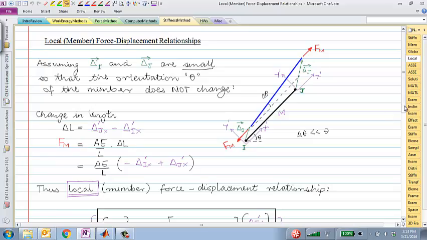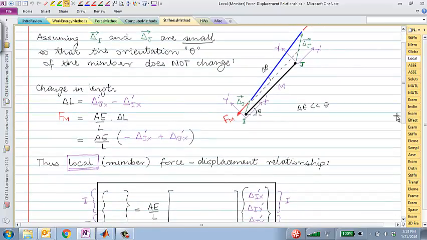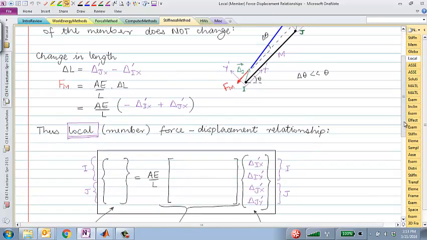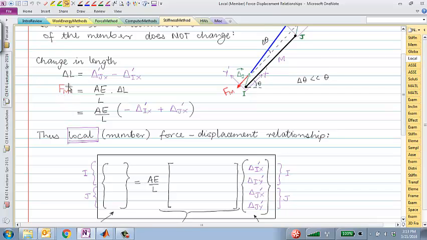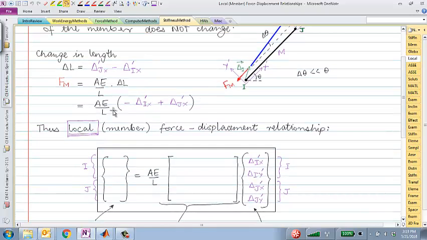But let's first try to correlate it with the degrees of freedom or the kinematic indeterminacies of the element. We've just said that Fm, the force in the member, is going to be equal to AE over L times delta L, which is nothing but minus delta Ix prime plus delta Jx prime. The reason I'm writing it in this way, it'll be clear very soon. Hopefully you all agree that this relationship is correct.